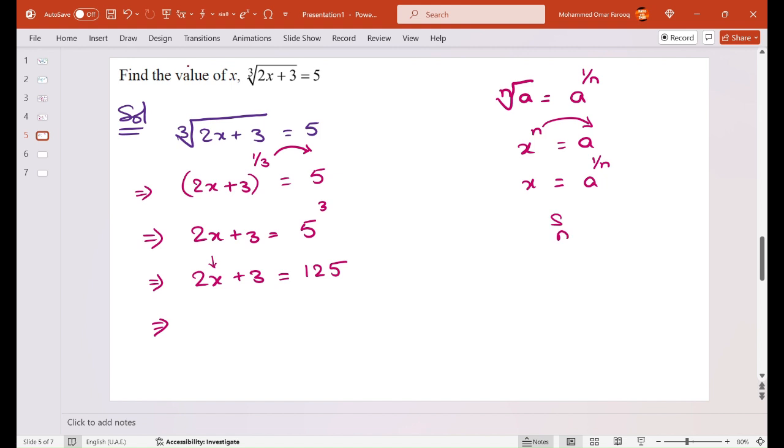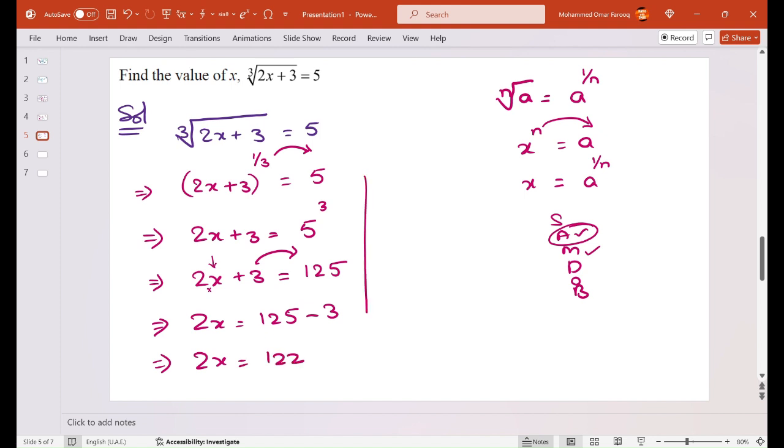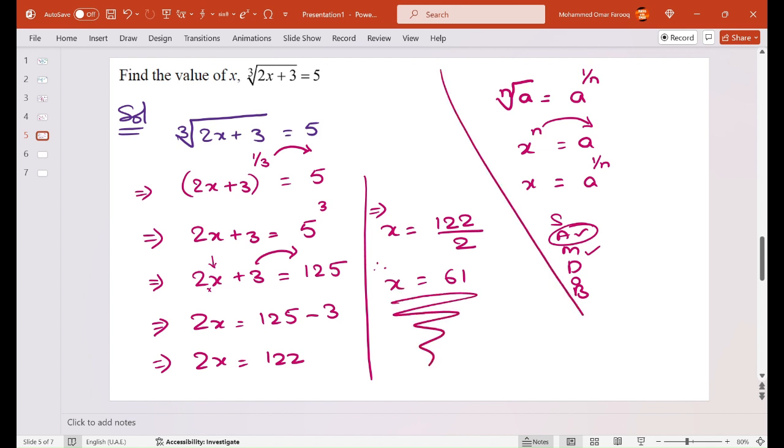That implies, in order to find x, which one do you have to transpose? We have to follow BODMAS. Is it right? While transposing, you have addition over here and multiplication over here. Which one do you have to do? Addition. So transpose plus 3, it becomes 2x is equal to 125 minus 3. That implies 2x is equal to 122. And now x is equal to 122 divided by 2. That equals 2 6s are 12, 2 1s are 2. So therefore x is equal to 61. I hope everybody understood.